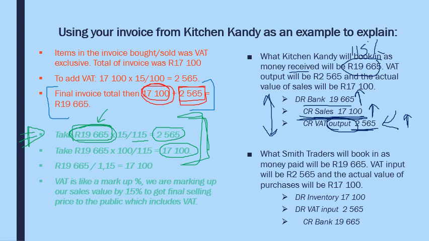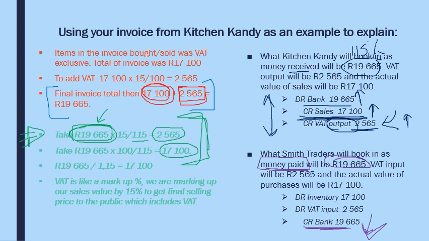Okay. On the same invoice, Kitchen Candy sold to Smith Traders. They, on the other side of the spectrum, have just purchased something, okay, for 19,665. So they bought something, money paid, 19,665. So their bank is going down by 19,665. They just spent money. It makes sense. They've paid everything to Kitchen Candy. They credited their bank. But remember, for Smith Traders, this has been a purchase.